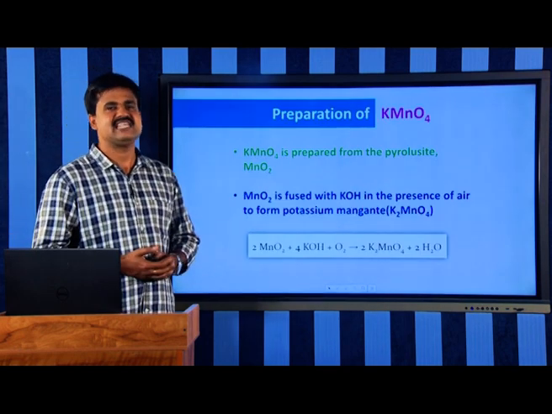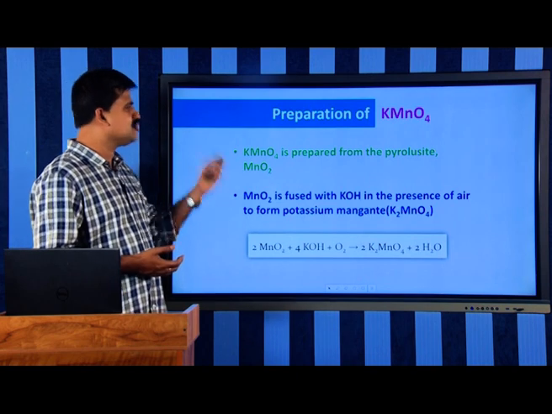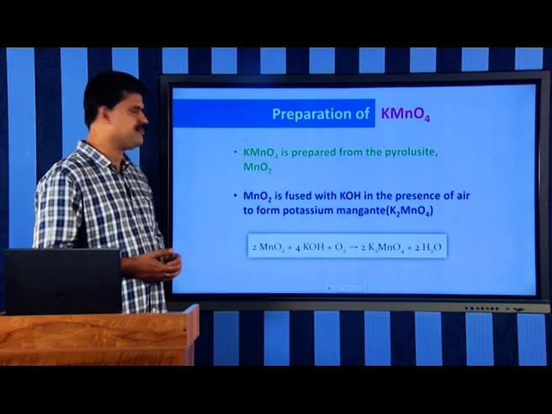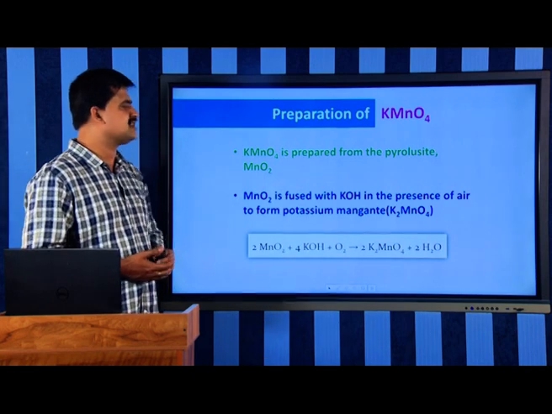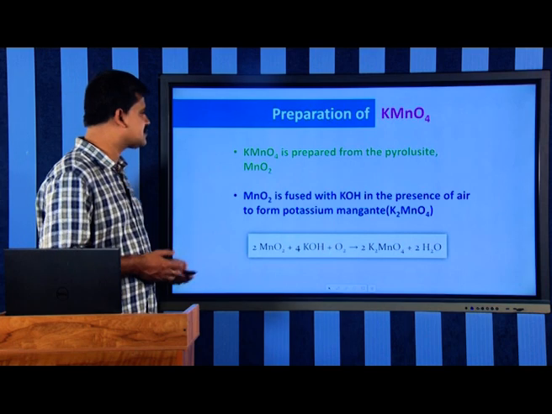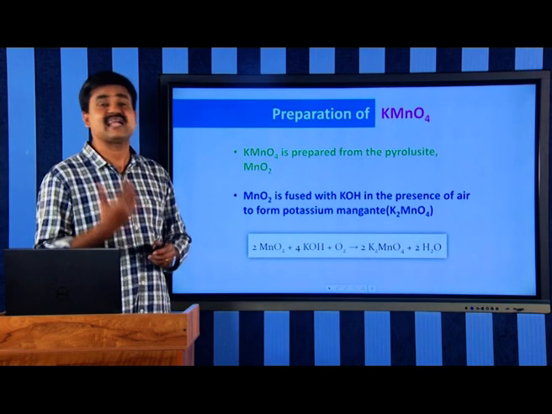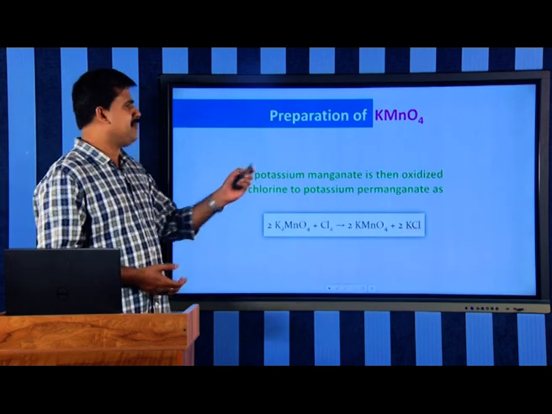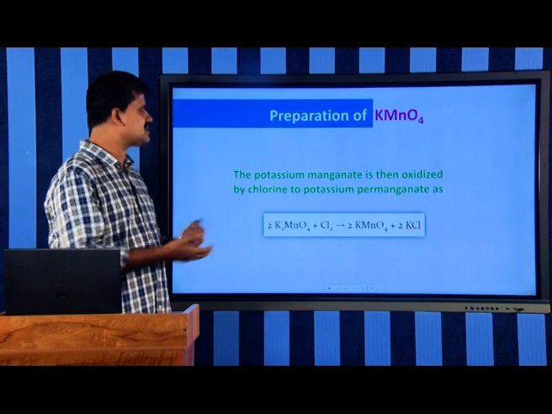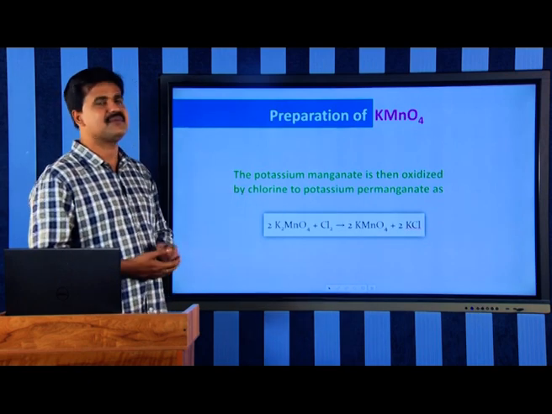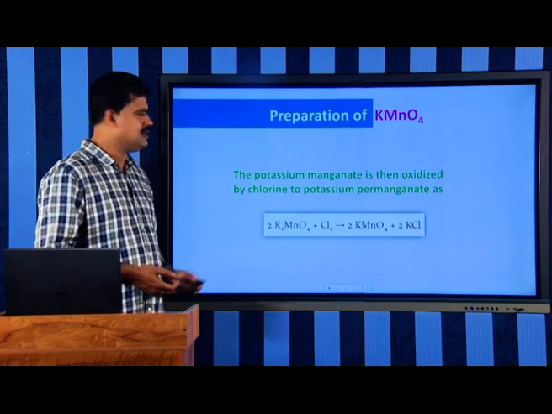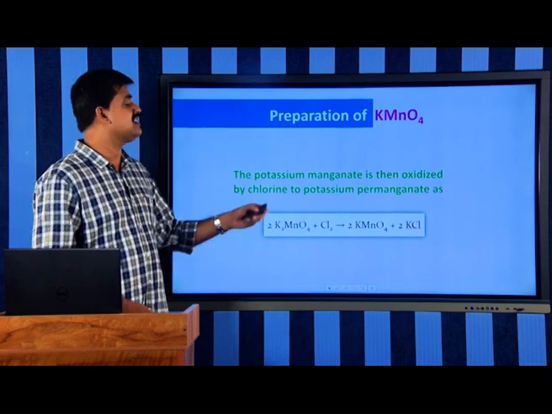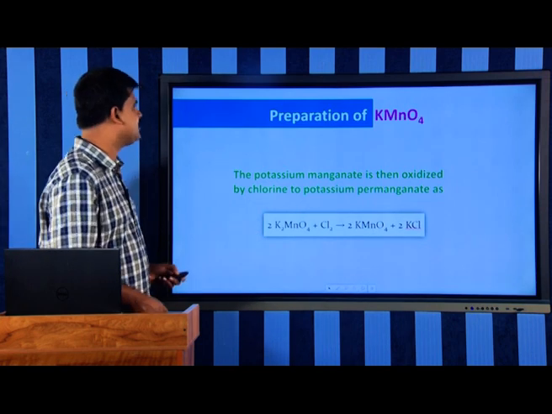Potassium permanganate is prepared by using pyrolusite or MnO2 as the starting compound. MnO2 is fused with KOH in the presence of air, and potassium manganate or K2MnO4 is obtained. The potassium manganate obtained is then oxidized by chlorine to get potassium permanganate. This is as per the equation 2K2MnO4 plus chlorine gas gives 2KMnO4 and the side product is potassium chloride.